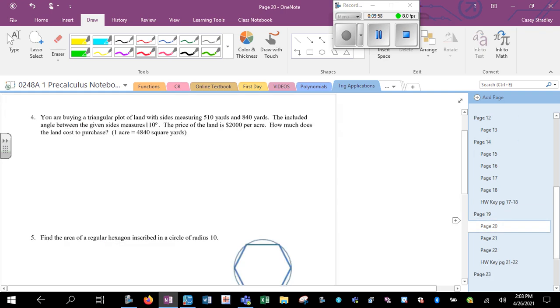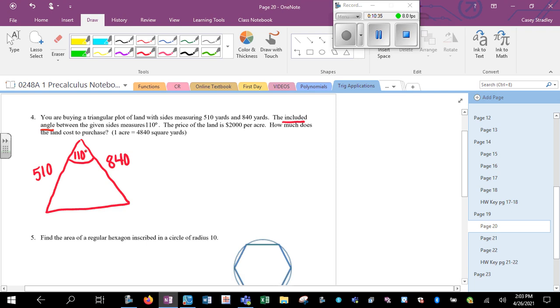On the next page, we have a couple more questions that we can use to find area here. Question number 4. This is a very standard application. We're going to make a triangular plot of land. We know, because everybody makes triangular plots of land these days, right? Where two sides are given in yards. So let's construct our triangular plot of land. 510, 840. The included angle, that's important because that tells us our angle here in the middle is 110 degrees.